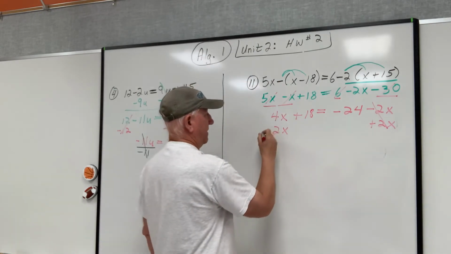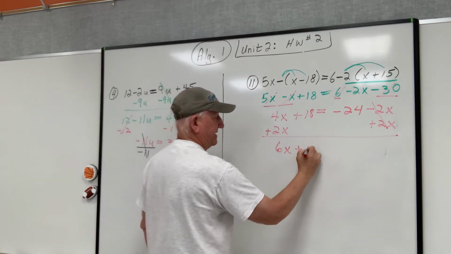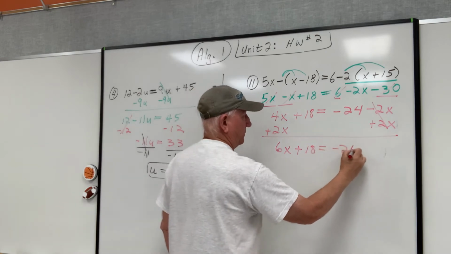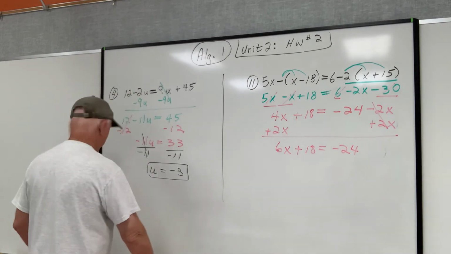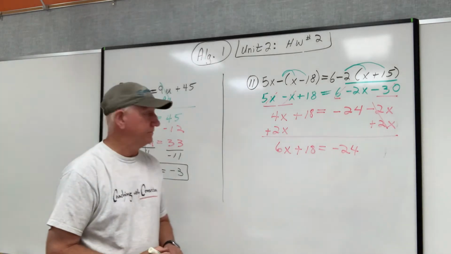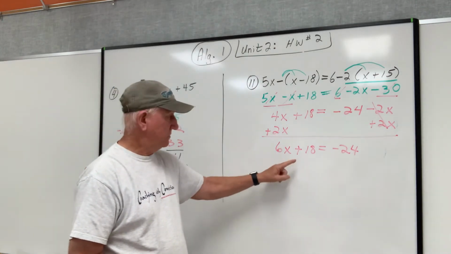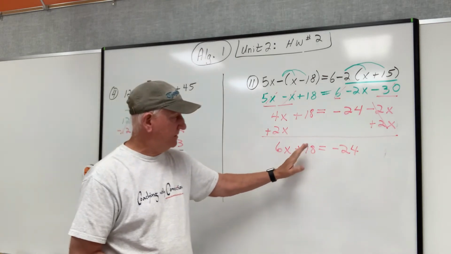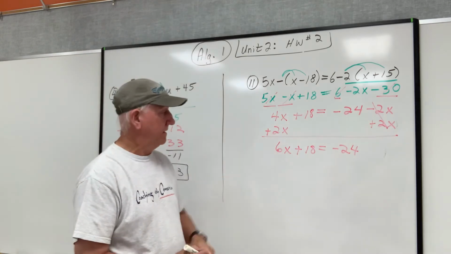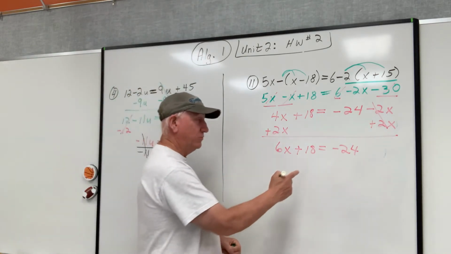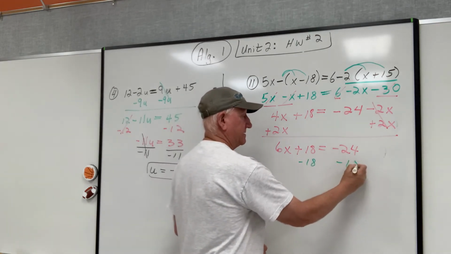So now I have 6x plus 18 equals negative 24. That's zeroed out over there. So now it's getting shorter, little bit by little bit. What do I need to do next? I want my x all by itself. So the 18 is in the wrong place. It needs to be away from the x on the other side of the equal sign. So how am I going to get rid of that 18? I'm going to zero it out by doing what? Its inverse. So minus 18 to both sides.